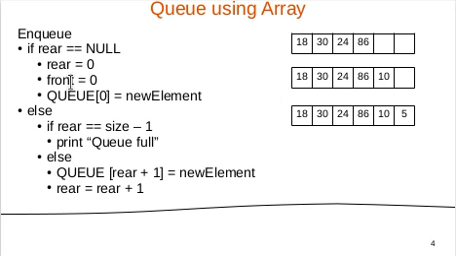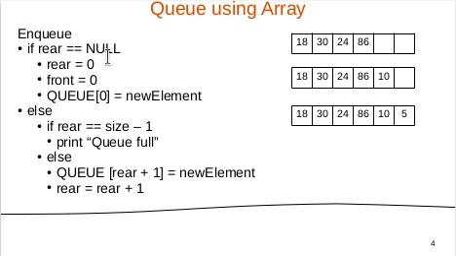First we have to check if this is a blank queue, that means there is nothing in the queue. So if rear equal to null, that means it is a blank queue. Then we will initialize rear to 0, front to 0, where queue is the array. So queue of 0, the first position, will be the new element. So this will be done for this new element.